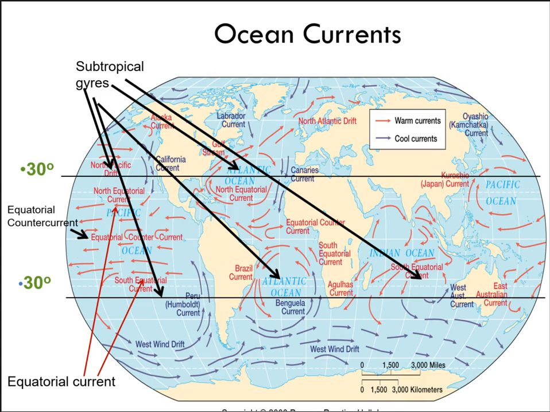While I just mentioned many different currents and drifts by name, I don't expect you to know these for the exam. However, you should know the following: the North Equatorial Current, Equatorial Countercurrent, South Equatorial Current, and the West Wind Drift. So that concludes this lecture on Chapter 4.